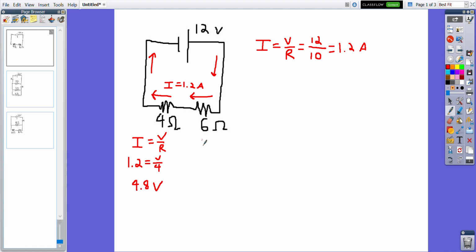And notice if you do the same thing for this one, 1.2 times 6, right? Because you're going to set this up and take 1.2 multiplied by 6. You should get 7.2 volts.